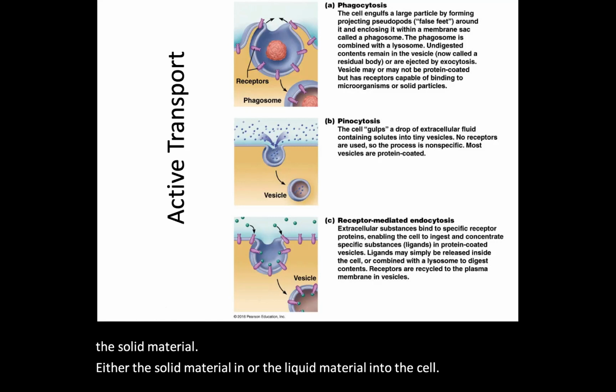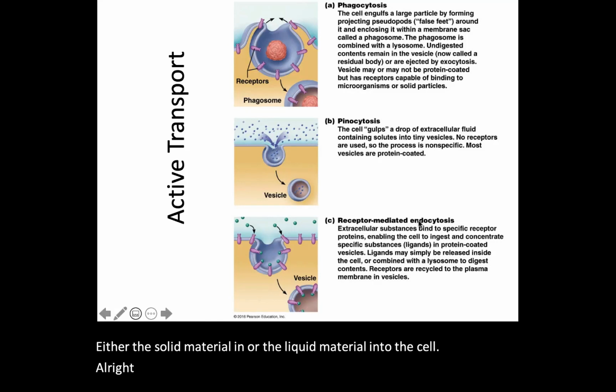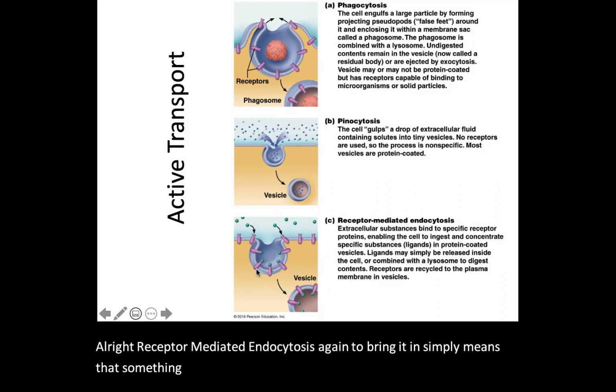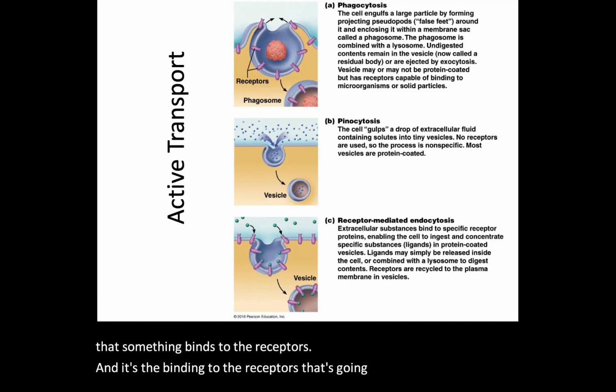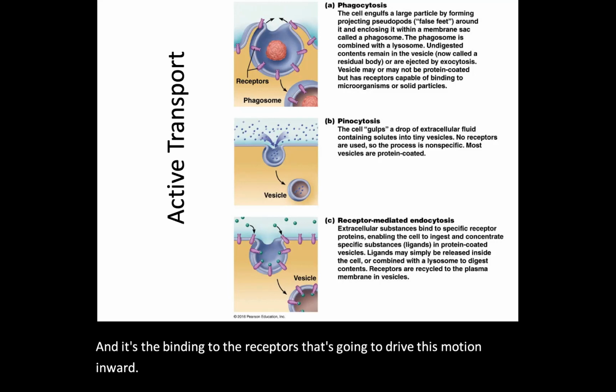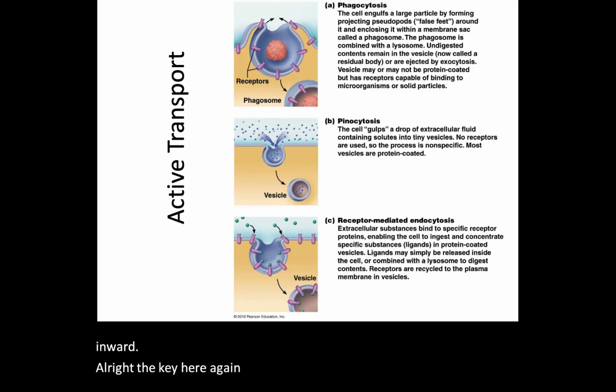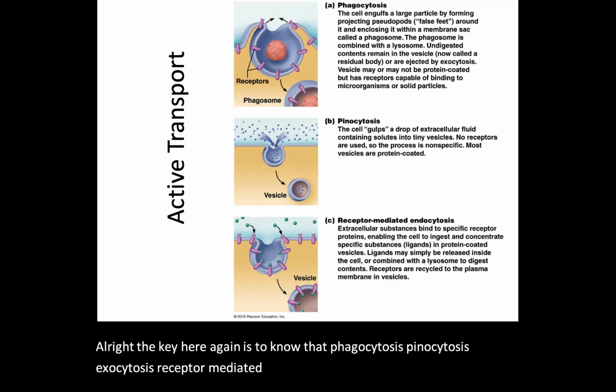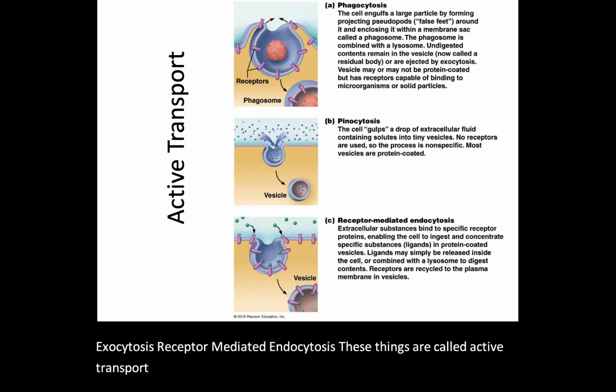All right. Receptor mediated endocytosis, again to bring it in, simply means that something binds to the receptors. And it's the binding to the receptors that's going to drive this motion inward. The key here is to know that phagocytosis, pinocytosis, exocytosis, receptor-mediated endocytosis, these things are called active transport because they use cellular energy. They use ATP.